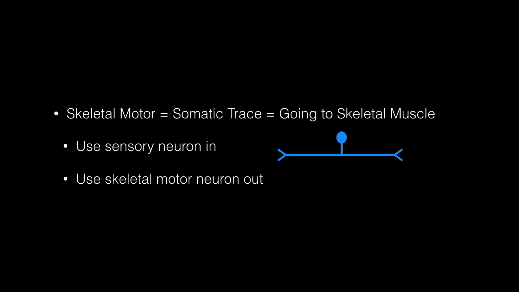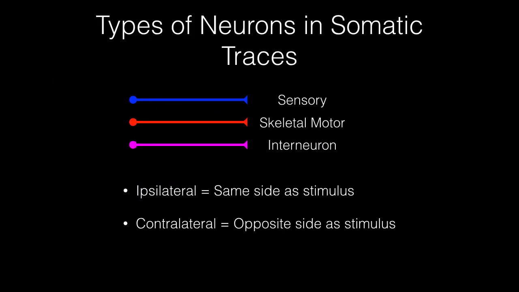To refresh your memory, this is what sensory neurons look like. This is what a skeletal motor neuron looks like. And we use one more type of neuron in these somatic traces. All the traces can use these. They're interneurons. Interneurons just connect all the levels together, as well as opposite sides of the body. So interneuron means between neurons. So this is just going to communicate between one neuron and another.